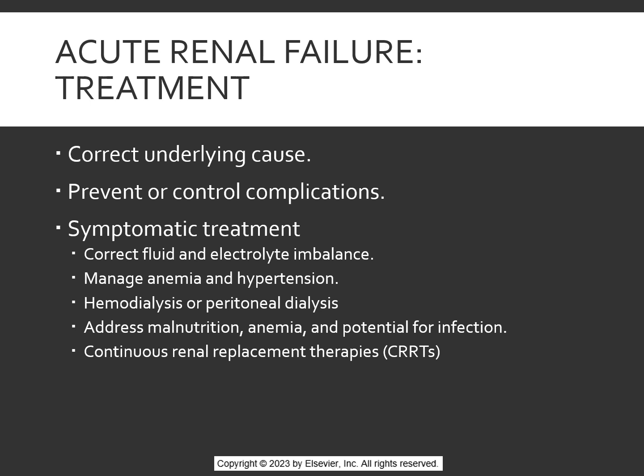Volume overload can be treated with diuretics and fluid restriction. Other problems include dietary needs, anemia, and the potential for infection. Renal replacement therapies consist of intermittent hemodialysis, peritoneal dialysis, and continuous hemofiltration.